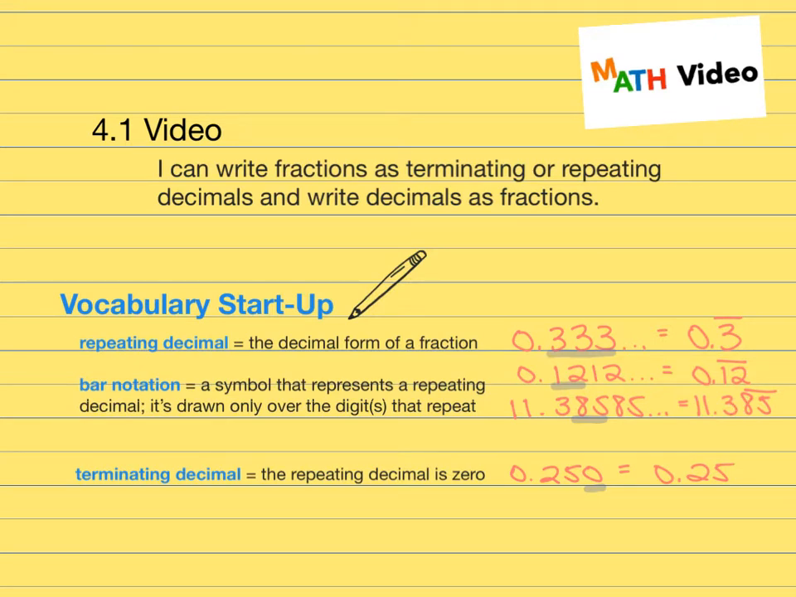Now, not all decimals repeat, so they are called terminating decimals. And that means that the repeating decimal is 0. Now, when we write 0.250, we typically don't write the 0, and instead, we would simplify it as 25/100.